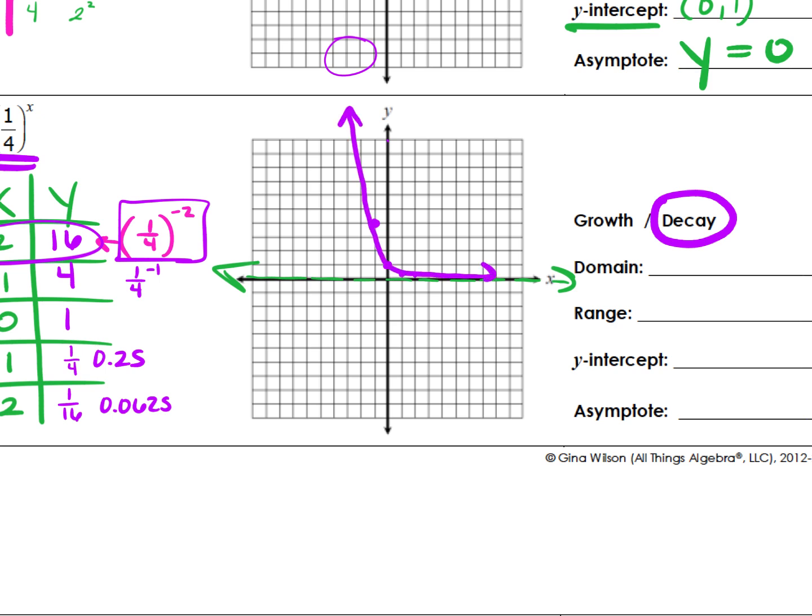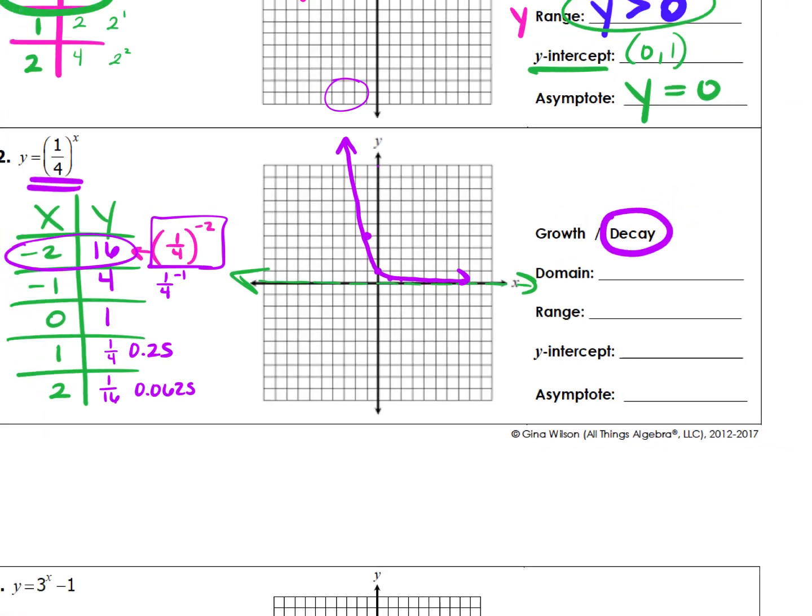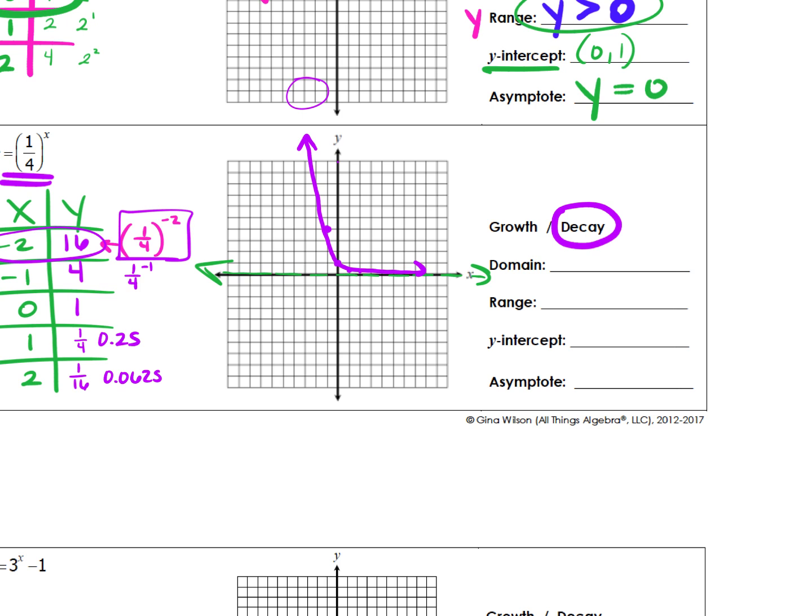Okay, we already said that's decay. It's on its way down when you're moving from left to right. What's the domain? Always all real numbers. So you can do that, or you may write all real numbers. What's your range on this one? Not less than 0. Greater than 0, right? It's above the x-axis, so y is greater than 0.